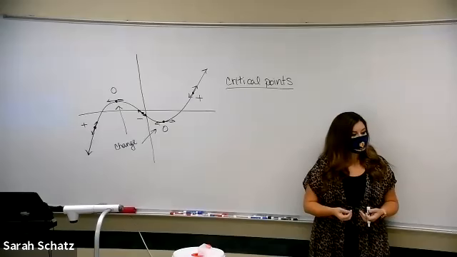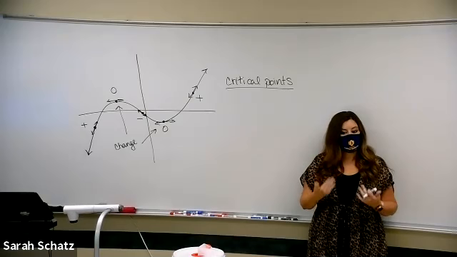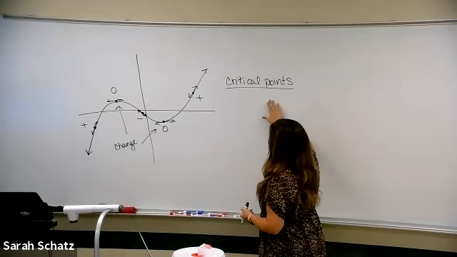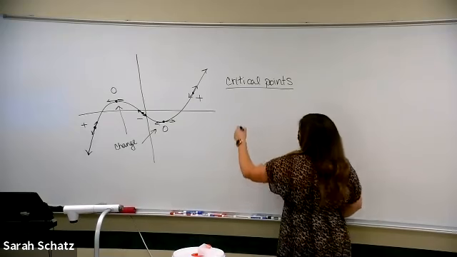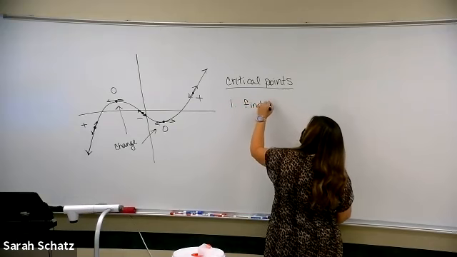All right, so you might wonder why these are important. They're places where the derivative equals 0. Again, it tells us where the graph is changing direction. I want to know where those places occur. So to find critical points, your first step is to find the derivative.